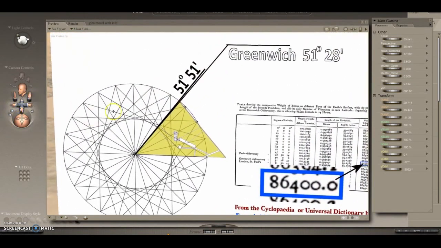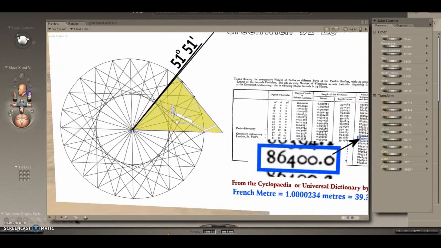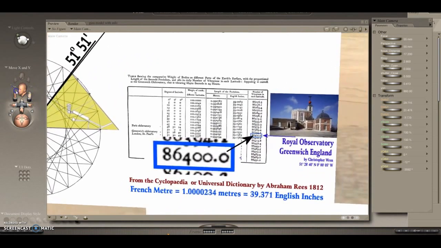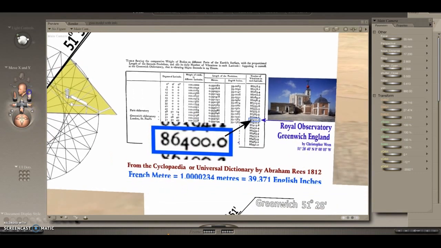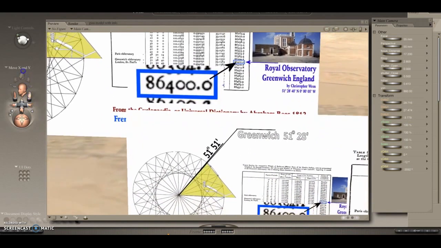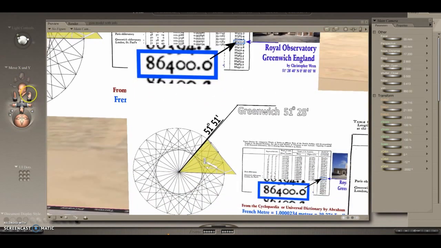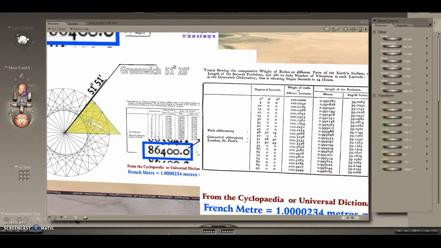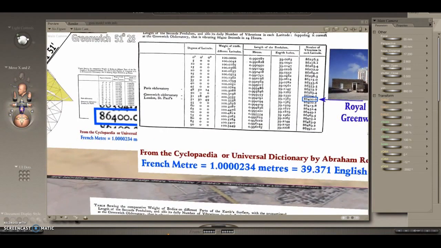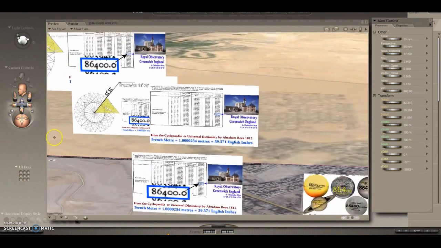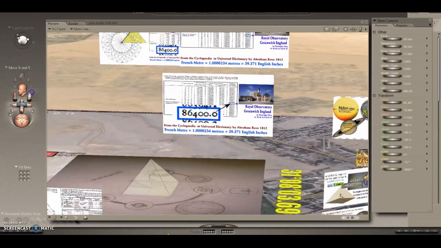Now what's interesting about Greenwich is that the Great Pyramid angle also coincidentally defines the position of Greenwich North. Around about this same time, 1812, 1850s, you'll find there are some amazing documents discussing the origins of weights and measures and how they connect to the Great Pyramid, and there's so much amazing stuff. It's really mind-blowing.